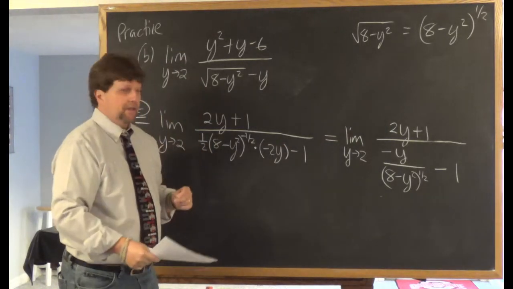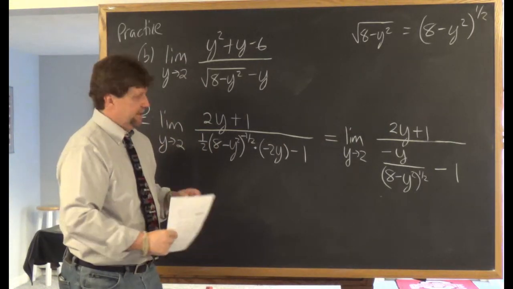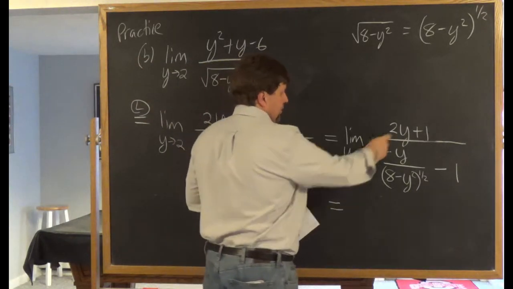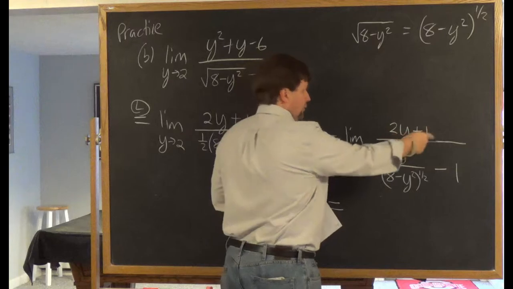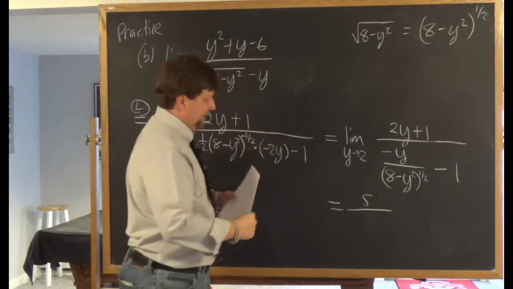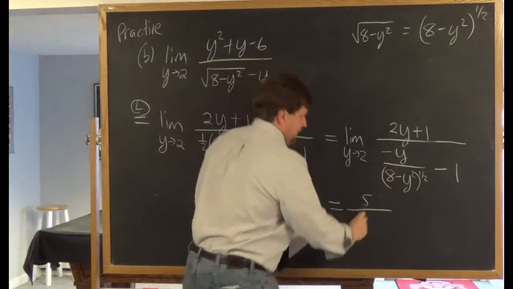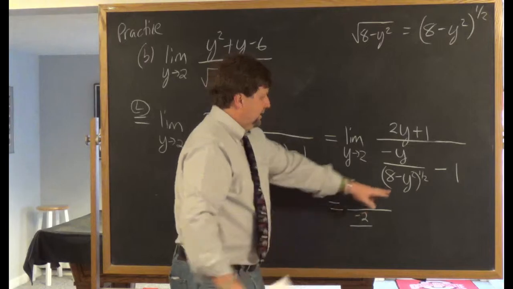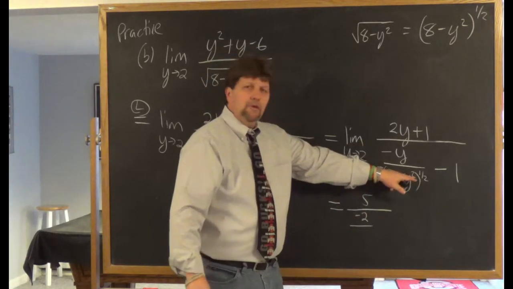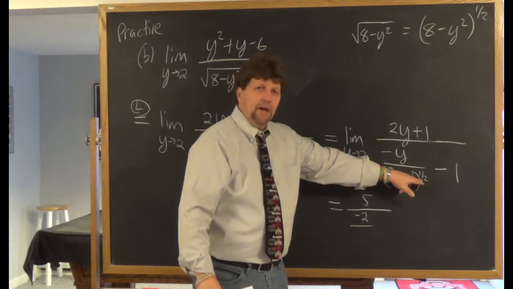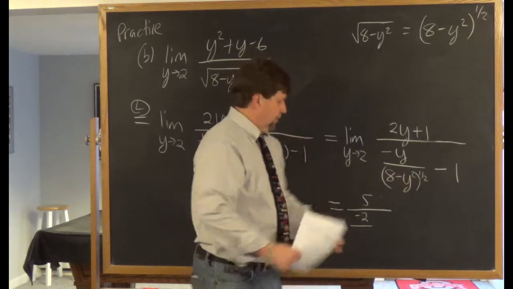Going to try to substitute here. Hopefully substitution will give me something friendly. So 2 goes in for the y. 2 times 2 is 4. 4 plus 1 is 5. All right, feeling pretty good. The numerator's a 5. Downstairs, I'd have a negative 2 over, let's see, 2 comes in here for y. 2 squared is 4. 8 minus 4 is 4. 4 to the 1/2 power. Square root of 4 is 2.